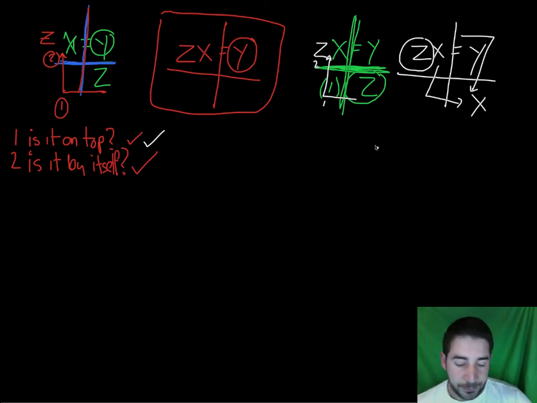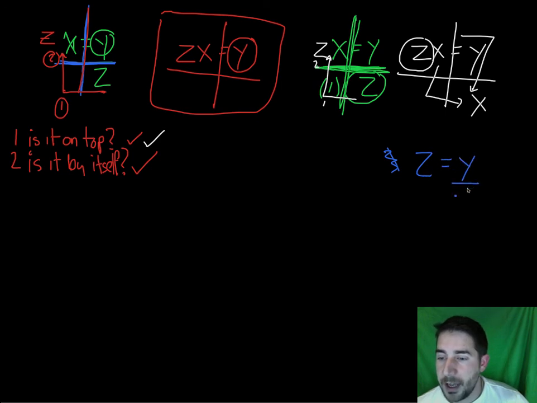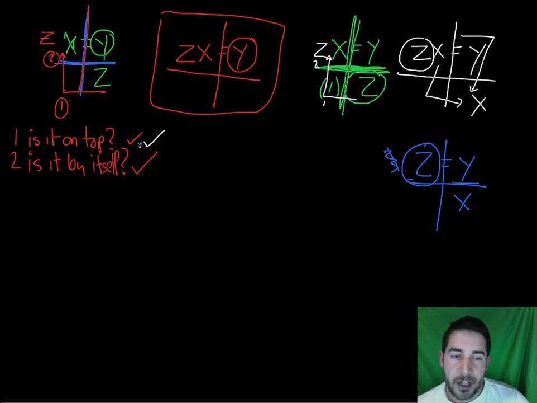I just moved my variable, so I need to rewrite the problem as we do every time. So we have z equals y divided by x, right? Fence, cross, circle. Ask myself the two questions. I rewrote it. Every time I rewrite it, ask myself the two questions. Is z on top? Check. Is z by itself? Check. I'm going to use this one to solve.